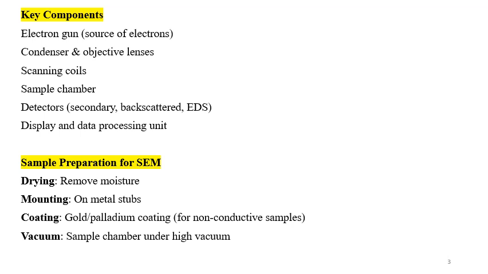Sample preparation for the SEM involves drying to remove the moisture, mounting on the metal stubs, gold palladium coating for non-conductive samples, and placing the sample in the chamber under high vacuum.